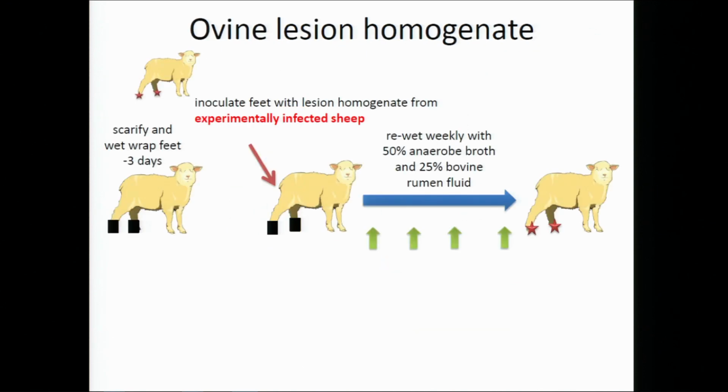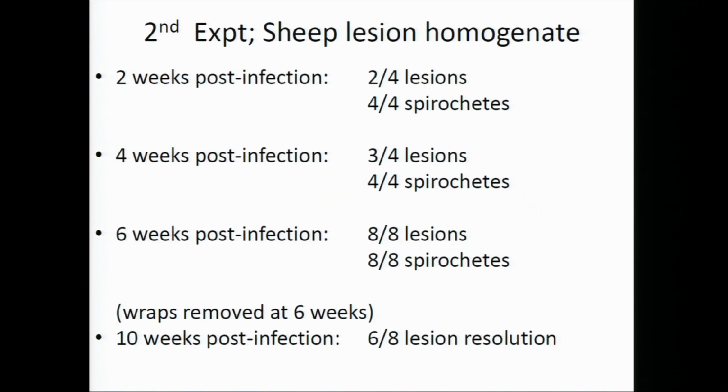We have done another experiment whereby we have used lesion material from these experimentally infected sheep. So rather than using the lesion material from infected cattle, we're using it from sheep. We want to be able to demonstrate that we can maintain this model and reproduce the disease accordingly. And these results show the results of some of that experimental protocol.